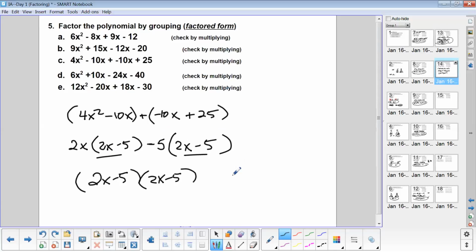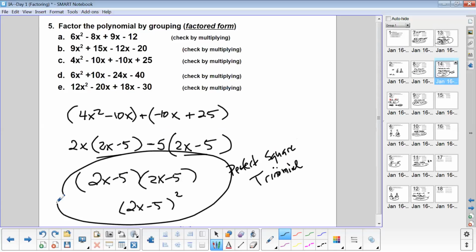It's called a perfect square trinomial. Okay. If we multiplied this out, we would get a perfect square trinomial. We can also write this as 2x minus 5 quantity squared. Both of those mean the same.